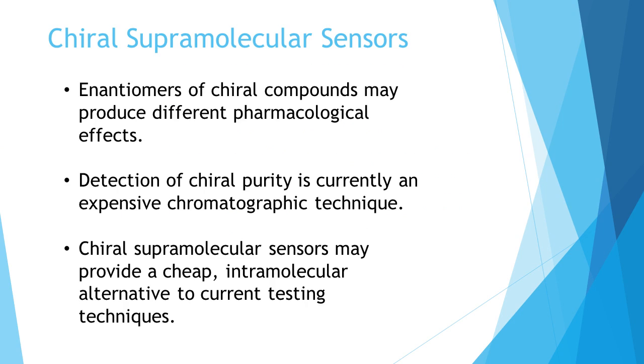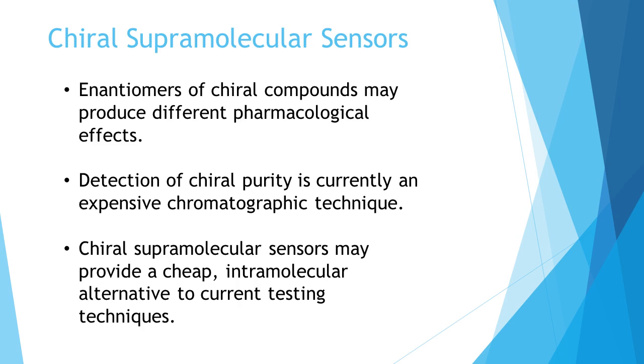So what is a chiral supramolecular sensor? Well, different enantiomers of chiral compounds can produce different pharmacological effects in biological systems. The enantiomer of a known therapeutic compound may have immensely different biological effects, including toxicity. Because of this, it is important to detect and control the chiral purity of pharmaceutical compounds.